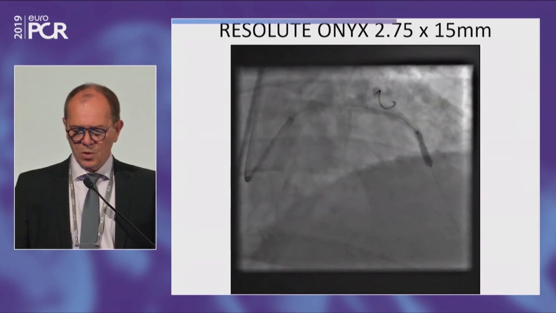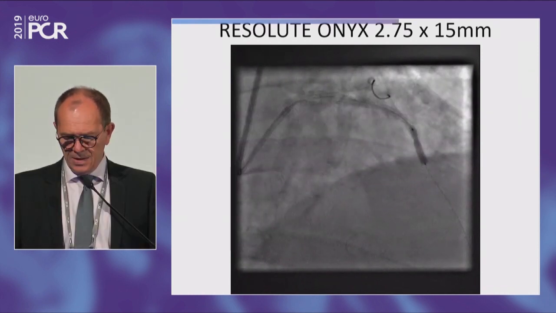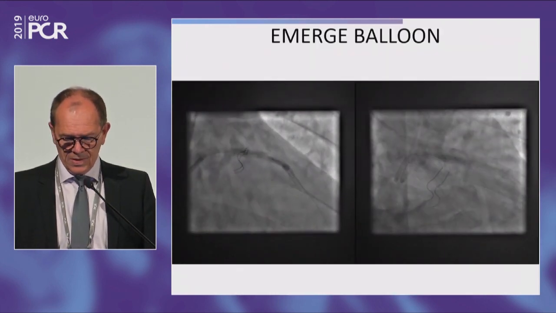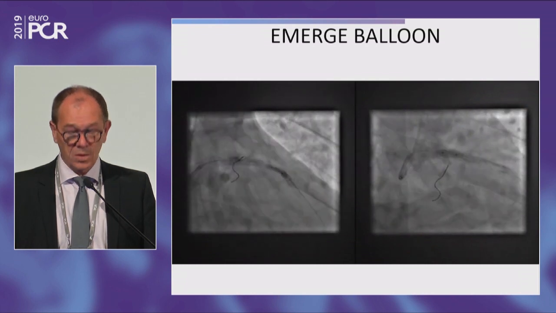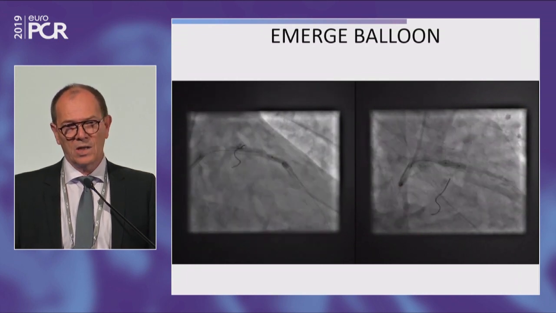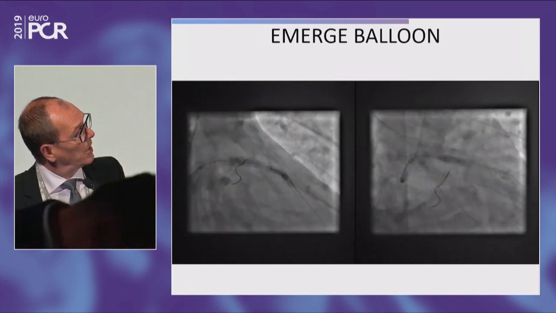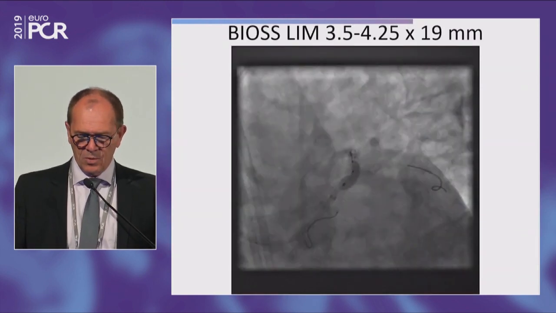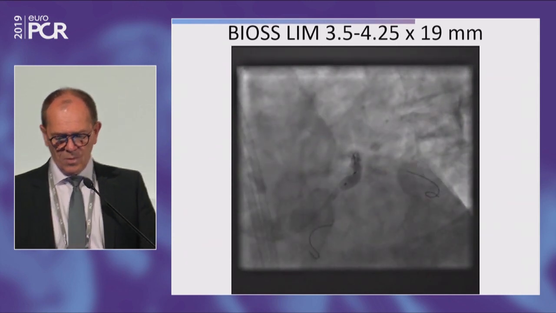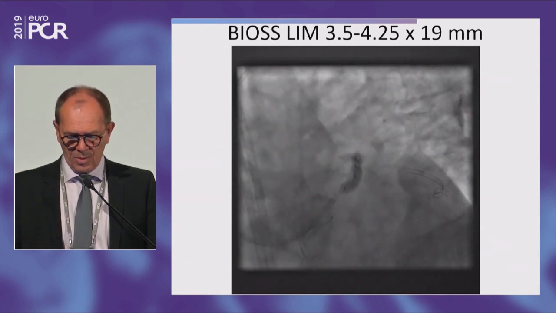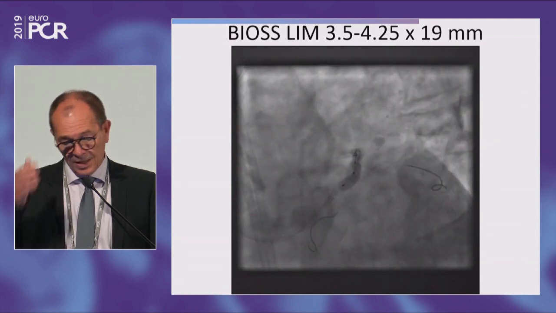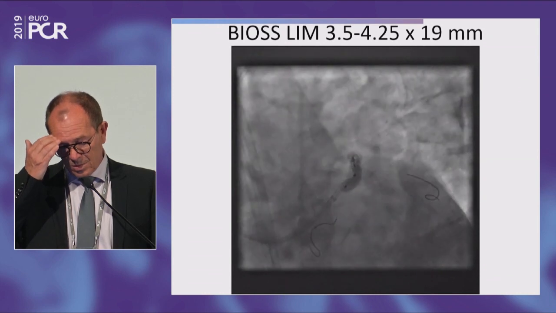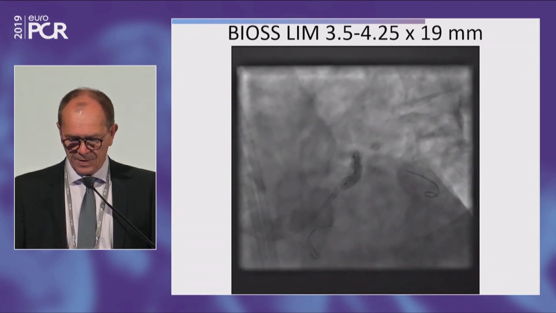Completed with a second one in distality, and you can see it's difficult to open the stent. Multiple inflation with a bigger balloon than the delivered stent, that means 3.0 for the distal part, 3.5 for the proximal part, and take time to make another balloon. And finally, when the lesion was quite well prepared, the BiOSS Lim 3.5 for 25 by 19.